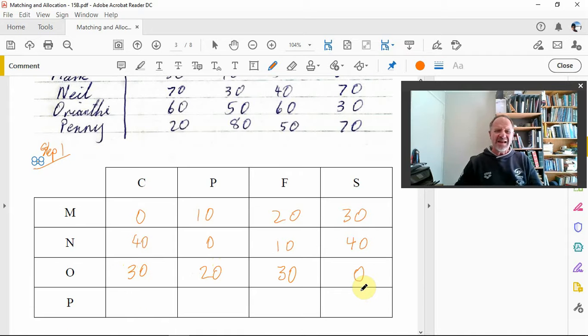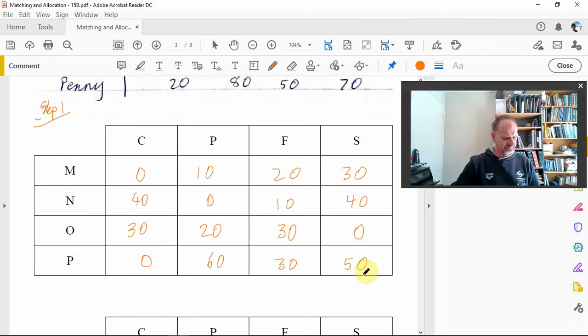And finally, Penny. When you look here, Penny's lowest is 20, so we're going to take 20 off everything. So 20 take 20 is 0. 80 take 20 is 60. 50 take 20 is 30. And 70 take 20 is 50. And so there's the end of the first step. And so then step 2.